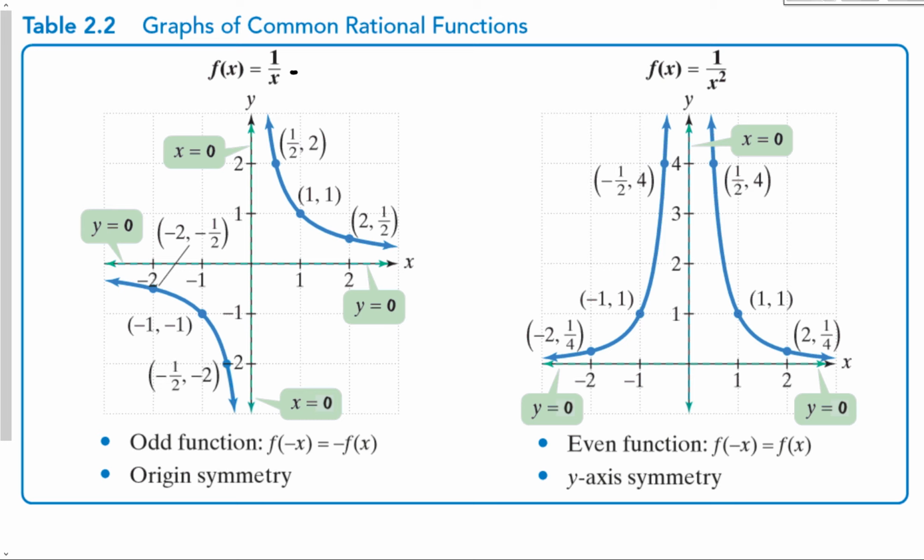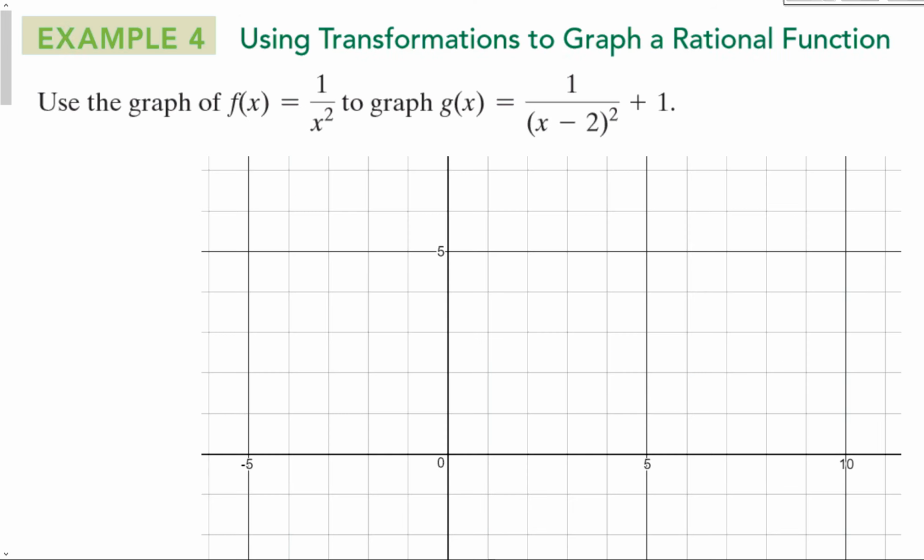This one has a vertical asymptote at 0, a horizontal asymptote at 0. This one just has a vertical asymptote at 0, okay? This one is odd, and it has origin symmetry. This one's even, and it has y-axis symmetry. And we've done this a little bit before, I can use my basic transformations of this function to graph this thing, because if we remember, the parent function has been shifted 2 to the right and 1 up.